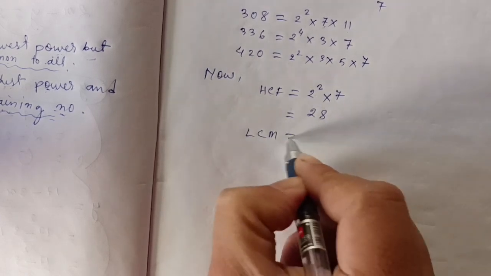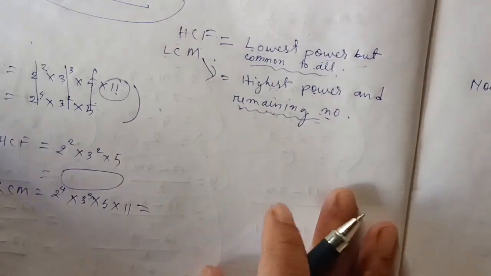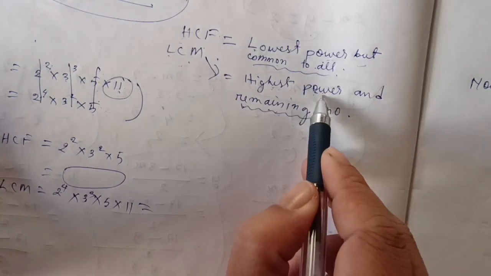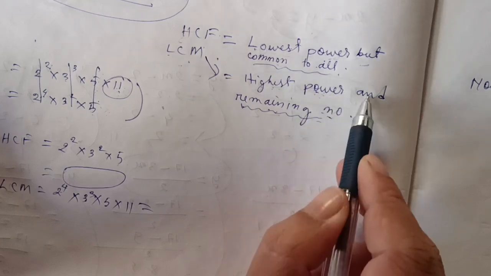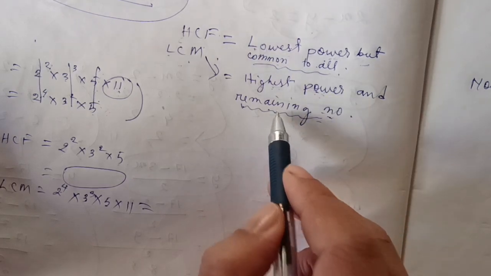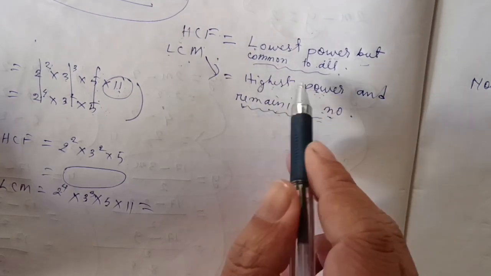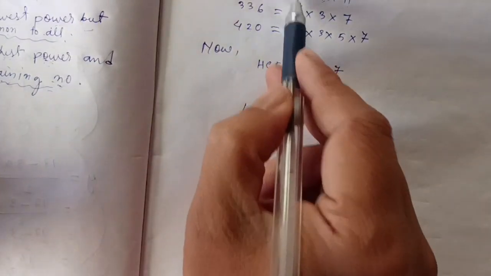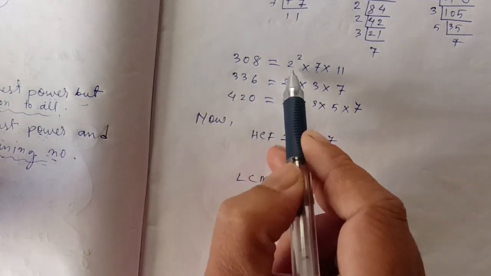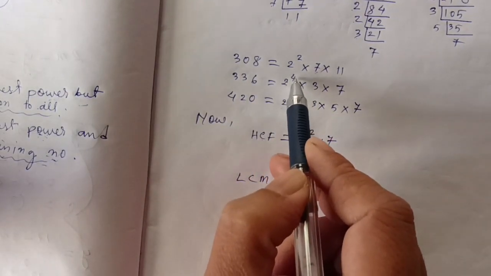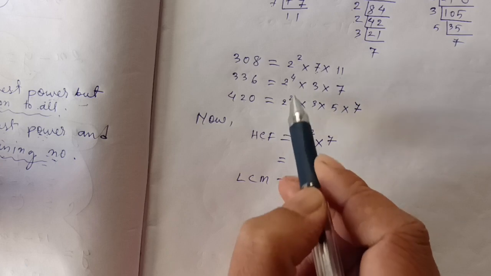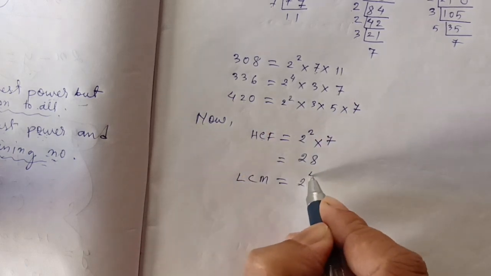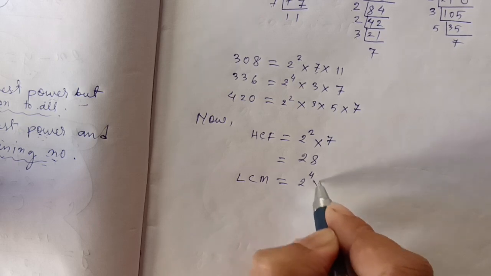Then next is LCM. What about LCM? Look here, if it is for LCM, we should select the highest power, and we should also write the remaining numbers. So first let us select the highest power. Here the highest power is 2 to the power 4. So among the 2 series, the highest power is 2 raised to the power 4. So 2 power 4.